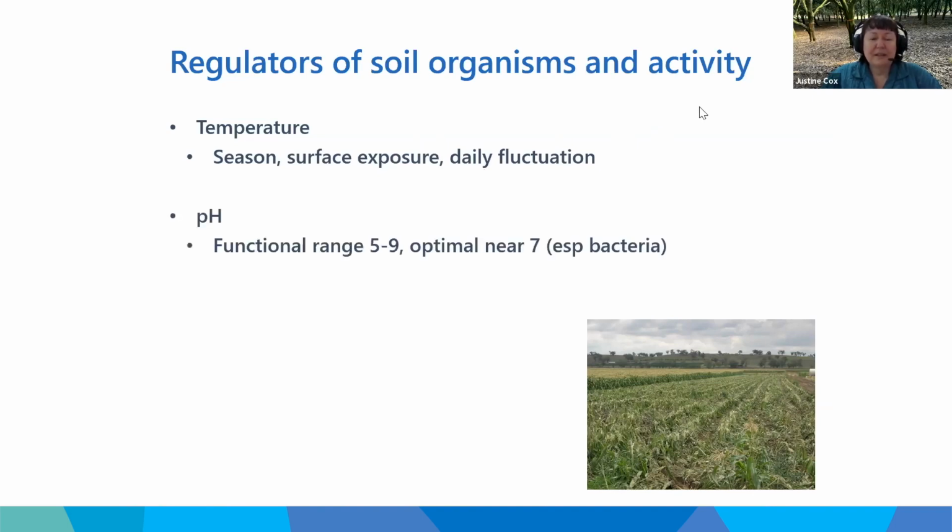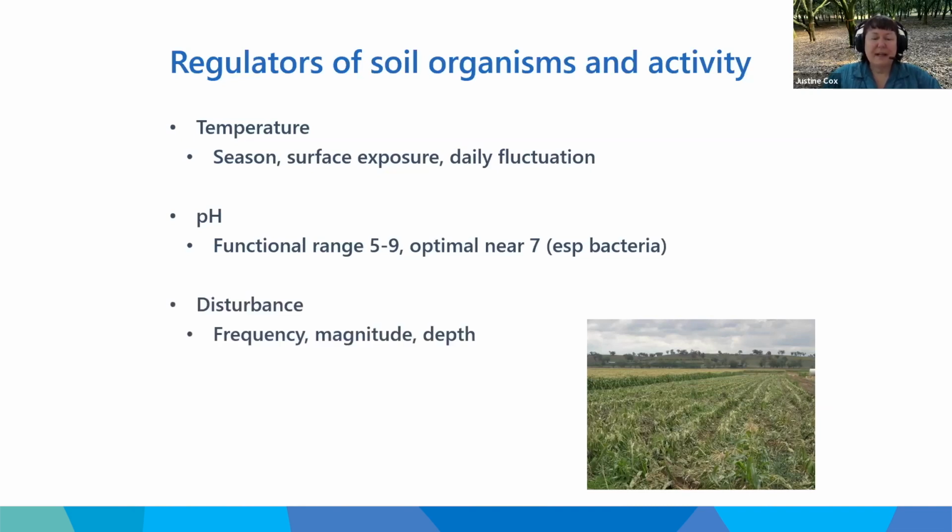pH is critical. In general, this is a very big generalisation, you want your soil between 5 and 9 for organisms. Bacteria like around neutral. Fungi can tolerate acidic environments. But you will have crop requirements, which will dictate what pH you're aiming for as well. But you don't want to go too extreme for pH.